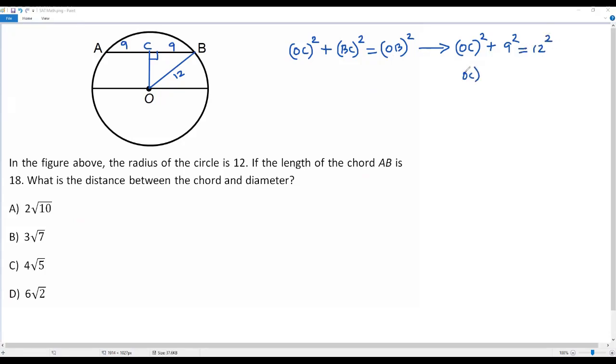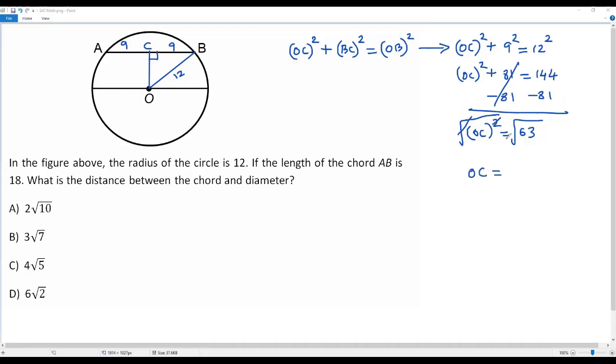Then we have OC square plus the value of 9 square, which is 81, equals the value of 12 square, which is 144. Now let me subtract 81 from both sides. When I do so, the positive 81 and negative 81 will cancel out. Then we get OC square equals 144 minus 81, which is 63. Now let me take the square root on both sides to get rid of the square. Here the square root and square cancel out, and I'm getting OC on the left side.